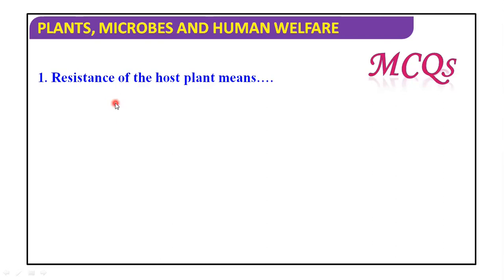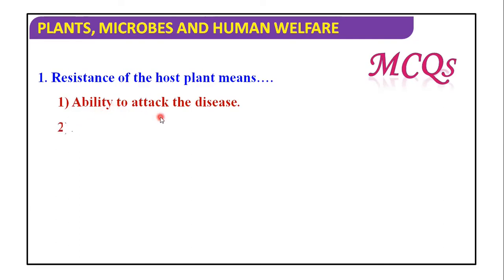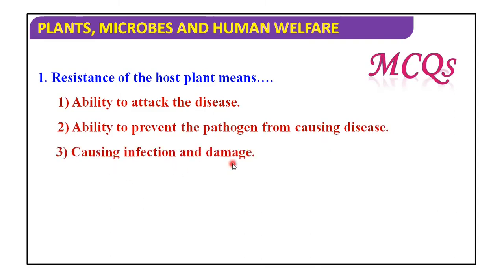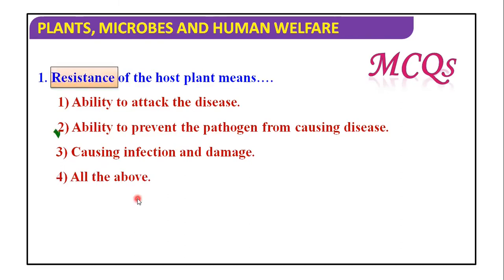So the first MCQ is: resistance of the host plant means. Options are: ability to attack the disease, second, ability to prevent the pathogen from causing disease, third, causing infection and damage, and fourth, all the above. What will be the answer? That is, resistance means ability to prevent the pathogen from causing disease.